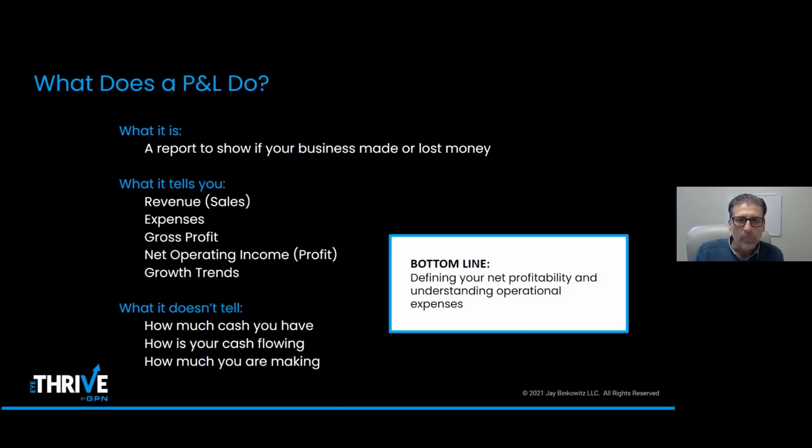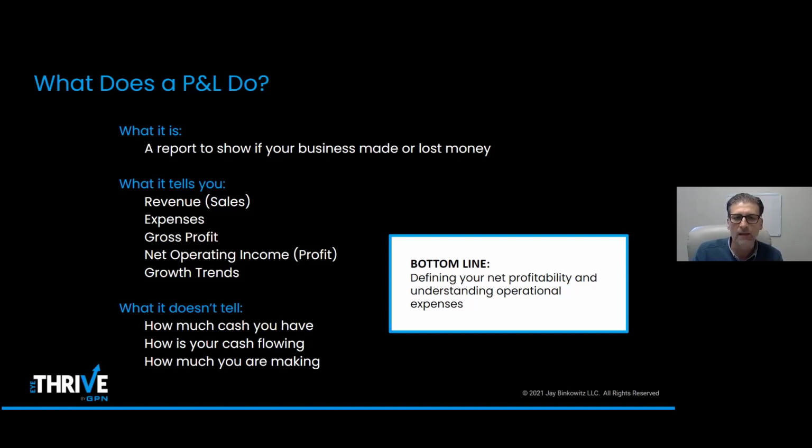So here it is. It's a report that shows us if we made money or not. That's really what we want to know. It tells us about our revenue, our expenses, and something called our gross profit, which is the amount of money that's left over after we apply our cost of goods, so our frames and lenses and contact lenses. And what's left at the bottom is our net operating income. It'll also give us some idea about growth trends. It'll let us compare year over year if our revenue is going up or down, and it'll help us understand if our expenses are going up or down.